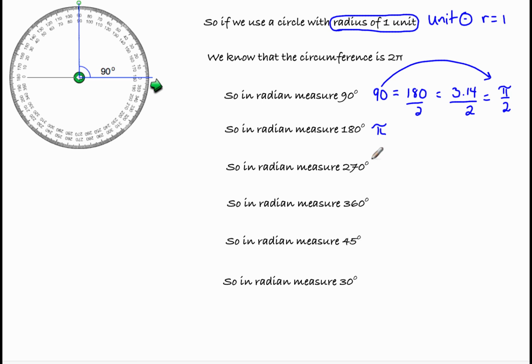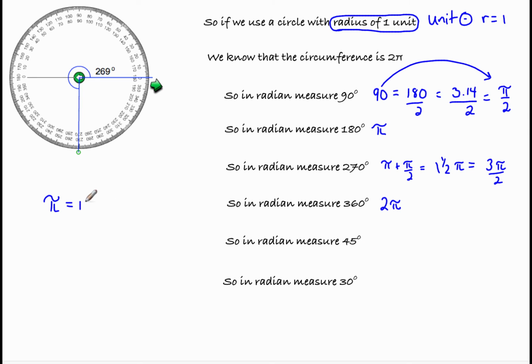How about what's radian measure of 270 degrees? Well, 270 degrees means I went a full 180 and 90 more. So that means I went 1.5 pi's. But we're going to see it as the improper fraction, 3 pi over 2. Radian measure of 360 is 2 pi.